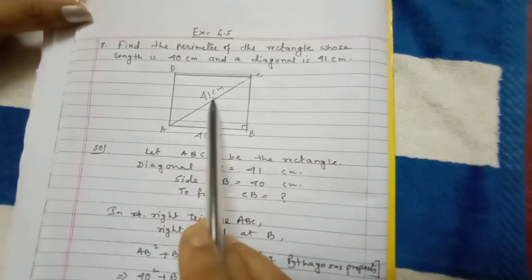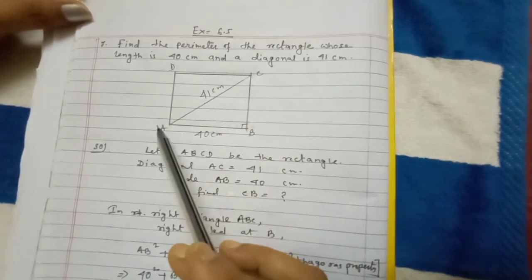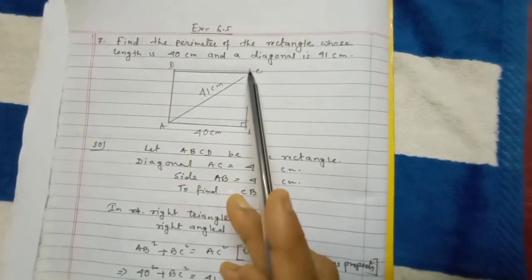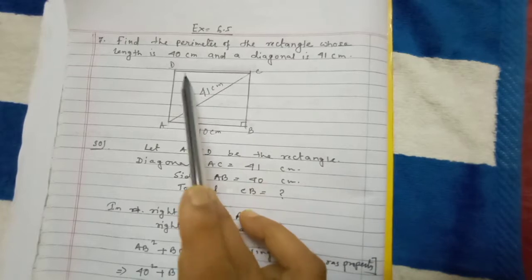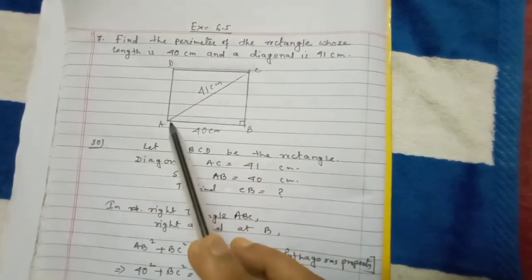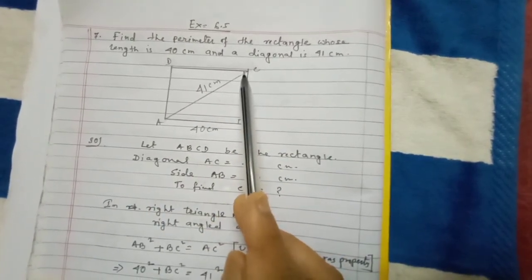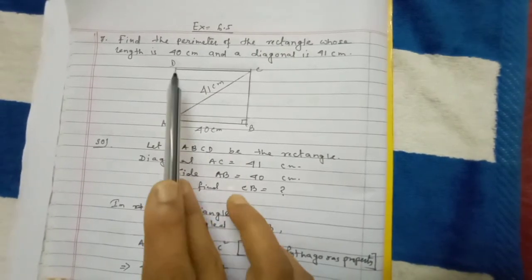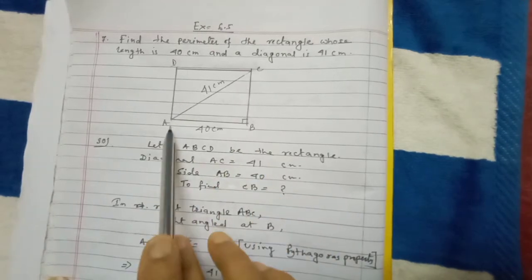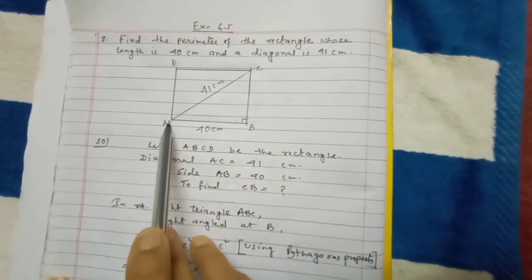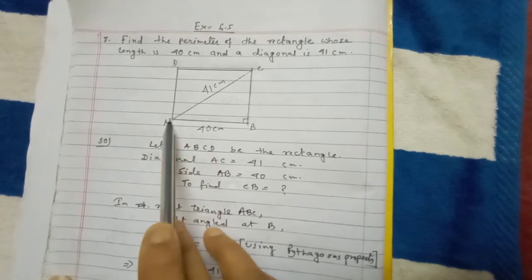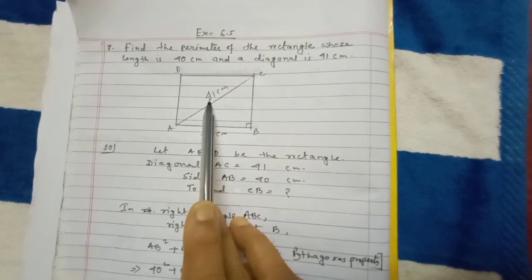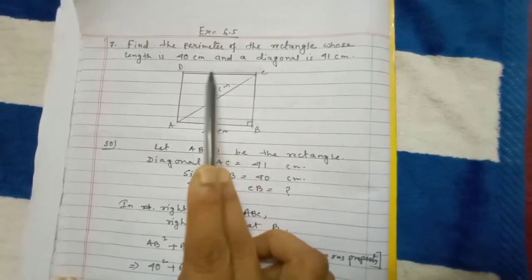That means one diagonal means the opposite two vertex of the rectangle. The line joining the opposite two vertex is known as diagonal. In a rectangle, two diagonals are there, but the length of one diagonal is given, 41 centimeter, and one side of the rectangle is also given. Let ABCD be a rectangle where the length of AB is equal to 40 centimeter and diagonal AC is equal to 41 centimeter. We have to find the perimeter of the rectangle.